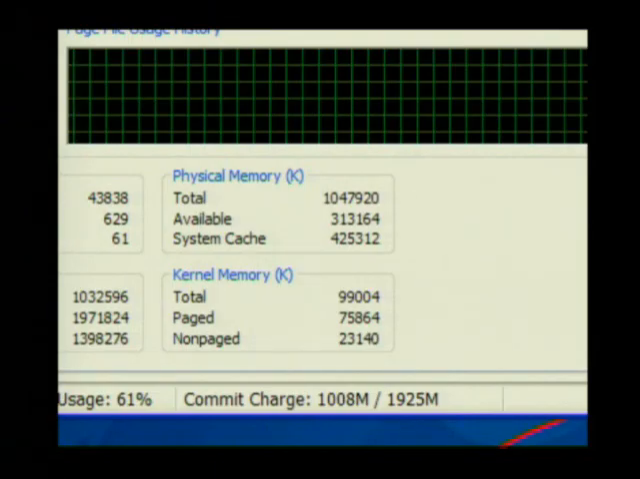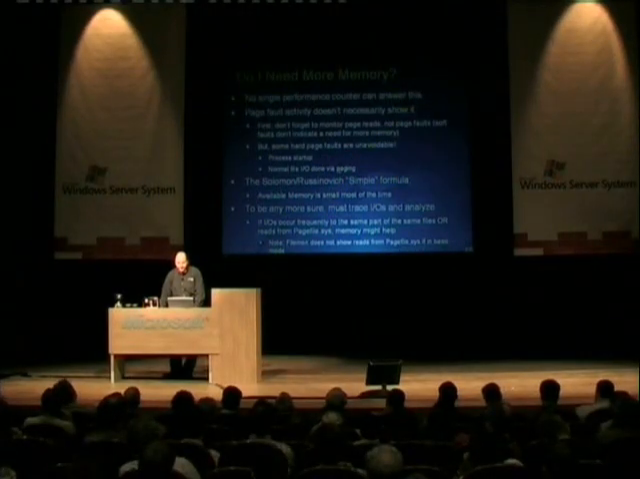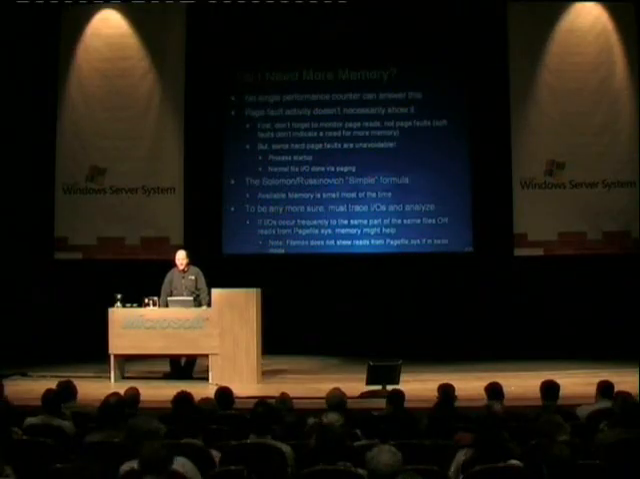But the standby list is counted in both numbers. You can't add them together. Standby is included in available, and standby is included in system cache because it is, I won't hit myself again, two-faced. It's available and it's system cache. That's why it's included in both. Now, given this, how can we tell if we need more memory?